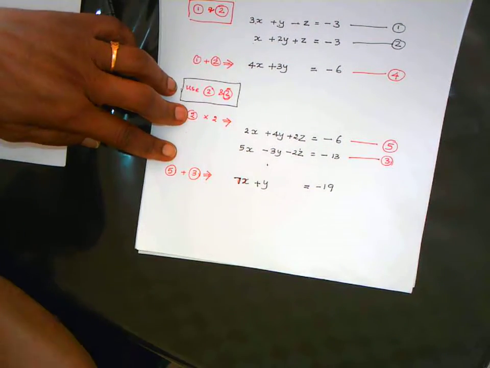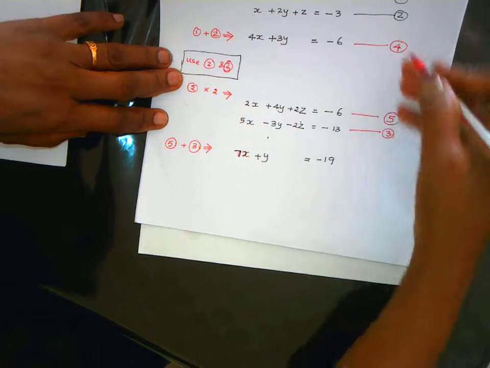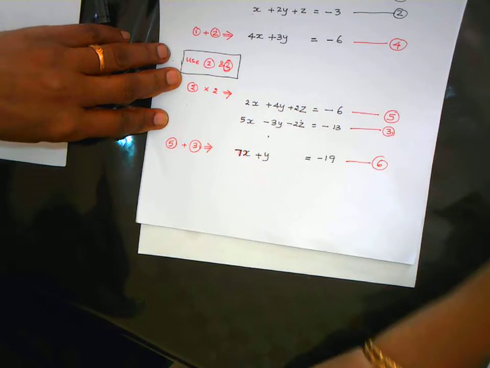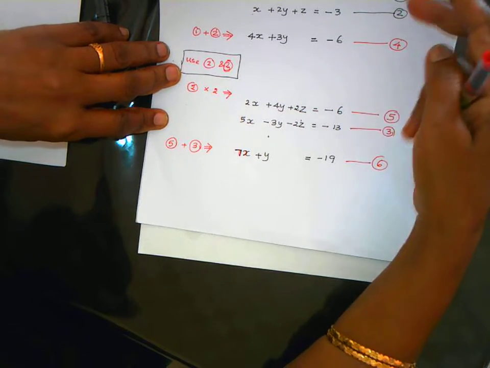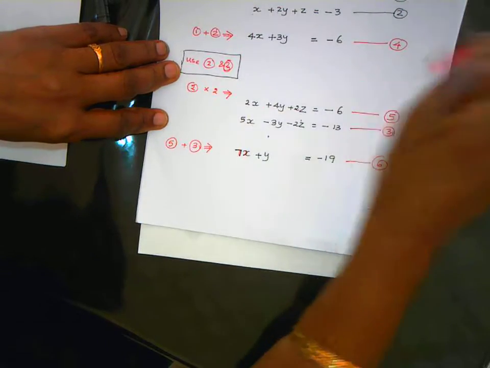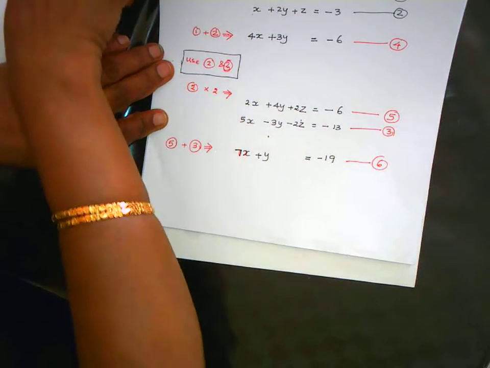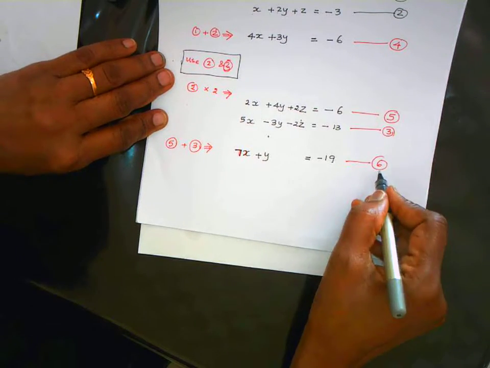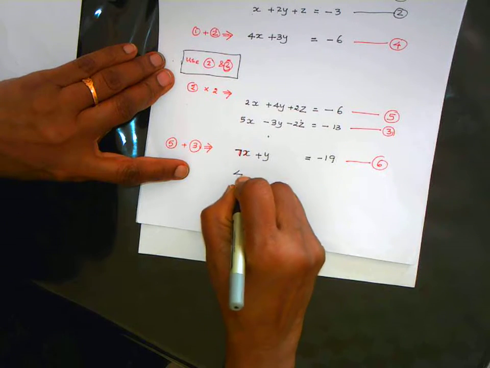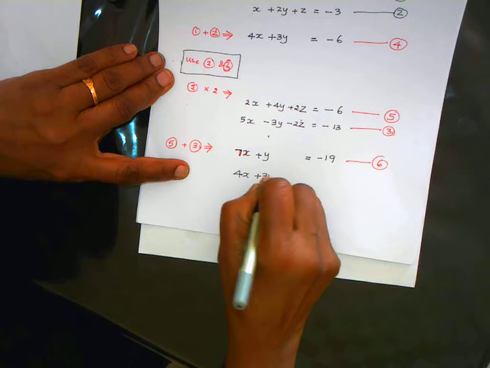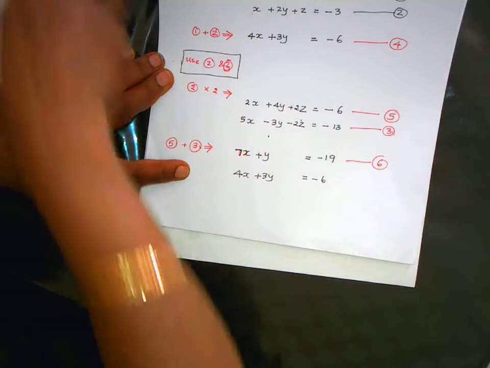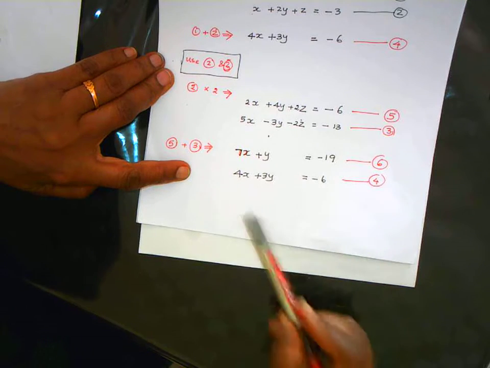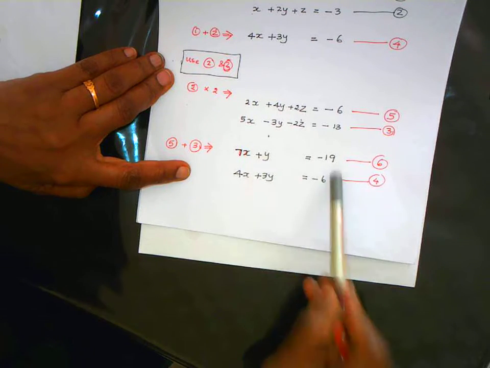So this is a new equation, and I'm going to call this 6, because I've done up to 5. Now what happened is, I started with 3 equations with 3 unknowns, and now I end up having only 2 equations with 2 unknowns: this one, and the other one, 4x plus 3y is minus 6, which is my equation 4. So equations 6 and 4 have 2 unknowns.